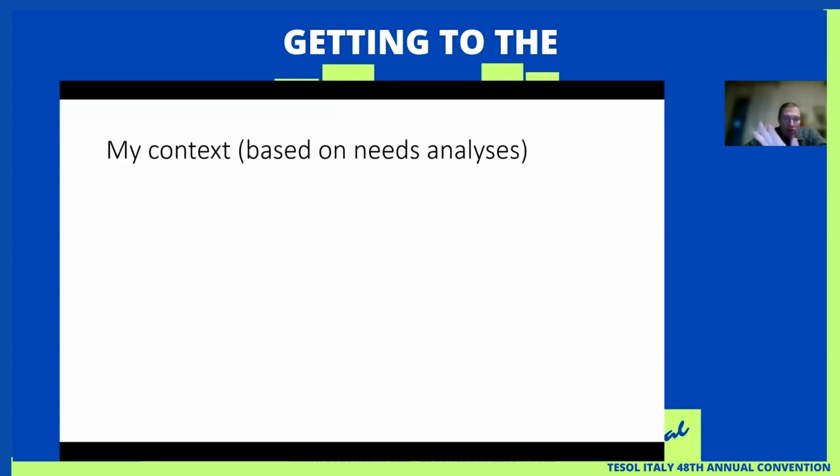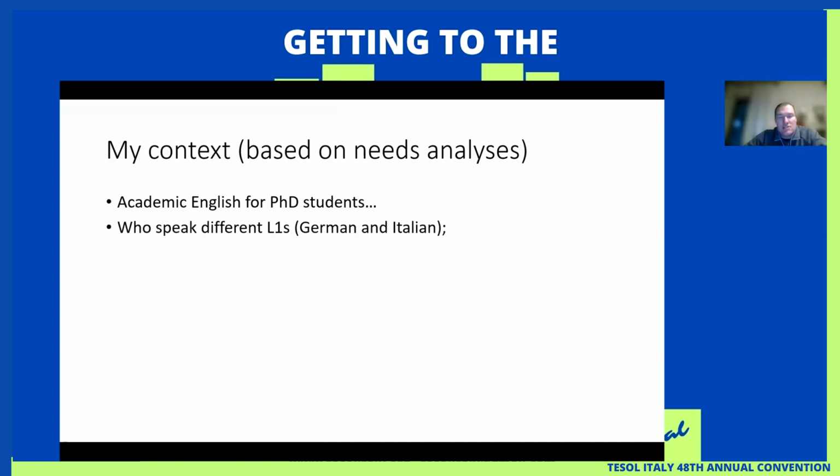So given all of that background information, I'll tell you a little bit about my context based on multiple years of needs analyses. One of the courses I teach is academic English for PhD students. My students speak different L1s. Most of them speak German or Italian in similar proportions. There are speakers of other languages in the mix as well because they're in PhD programs, and those programs are also internationalized. They work in very different disciplines. So I'm not working in one discipline, I'm working in many disciplines.